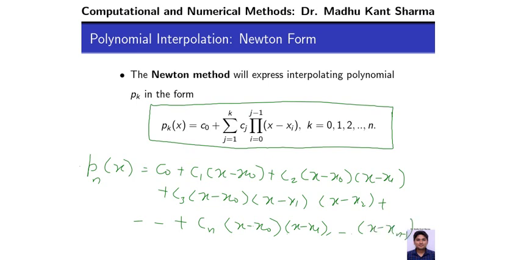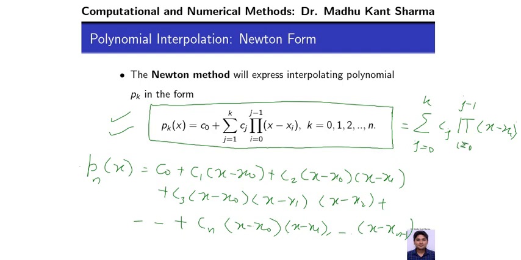If you wish to write it in compact form, it is given here. This is C0 plus the sum over i equals 0 to j minus 1. You can further write it in the following form: a summation over j equals 0 to k of Cj times the product over i equals 0 to j minus 1 of x minus xi.